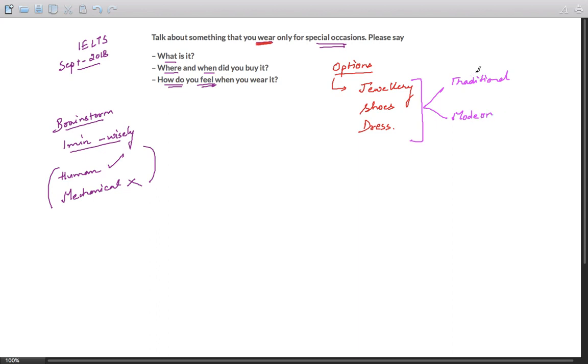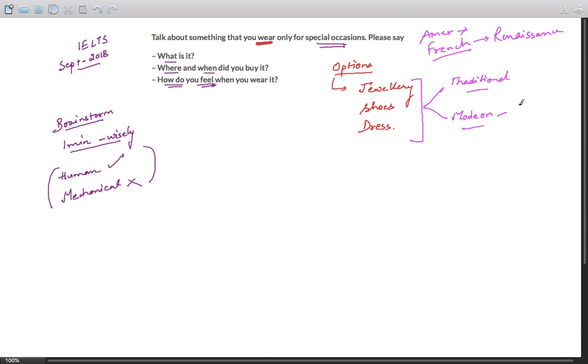Okay, so for example, you belong to France and you're a Frenchman. You can talk about a traditional piece of shoes which particularly belong to the Renaissance period. Or you are an American and you want to talk about traditional dresses that perhaps one of the first American presidents, George Washington, or President Johnson perhaps, 1964, used to wear a particular type of clothes. So talk about something traditional, something modern.